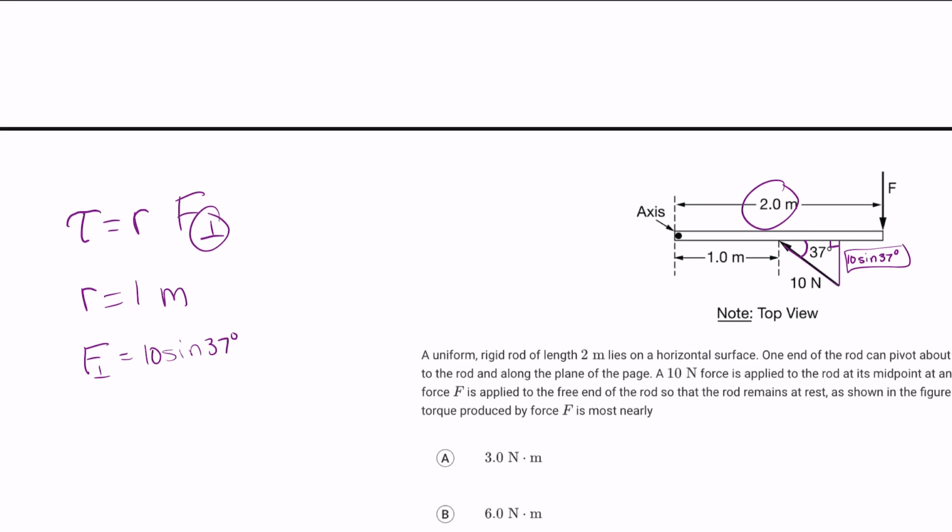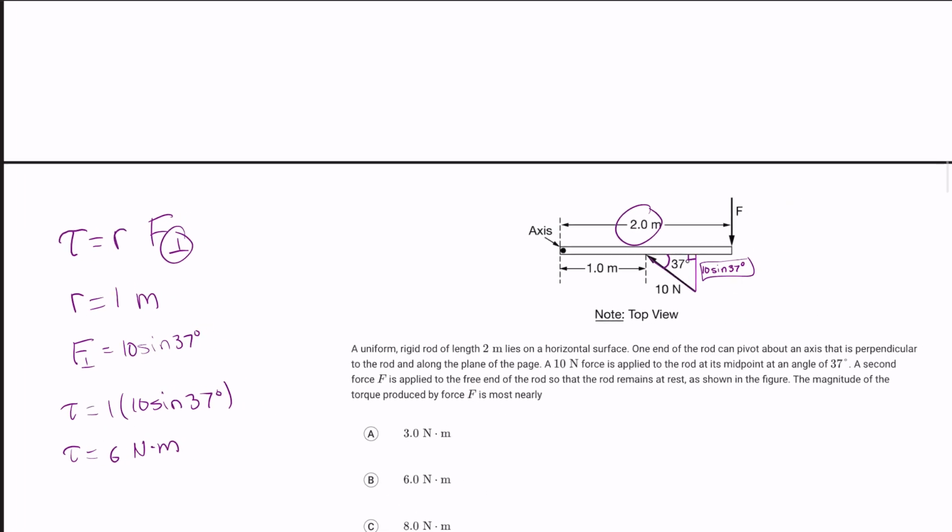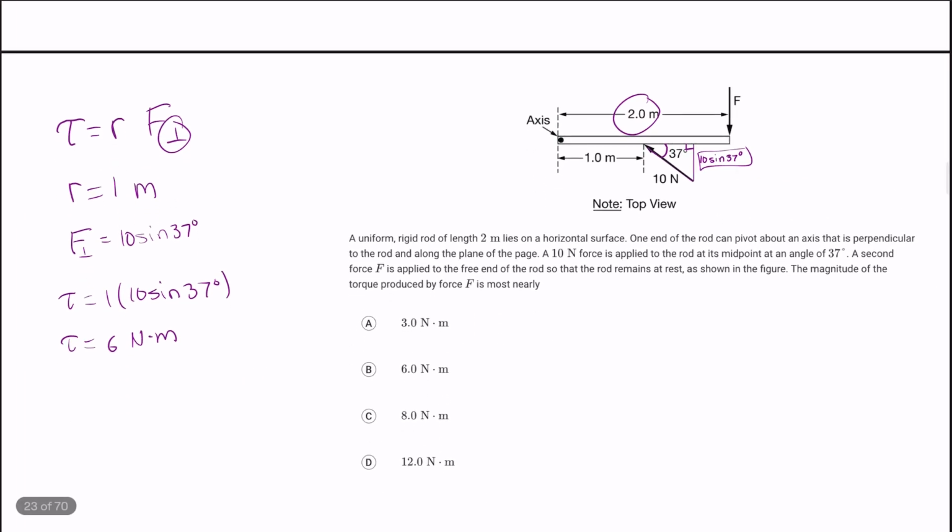All right, so now plugging that in, we have that the torque generated must be equal to 1 times 10 sine 37. And if you plug that into a calculator, make sure that you're in degrees, you'll get a torque of about 6 Newton meters. And since we know that that's going to have to be equal to the torque generated by the force that is pointing in the clockwise direction, then we know that we have the correct answer in B. Let's go ahead and move on.